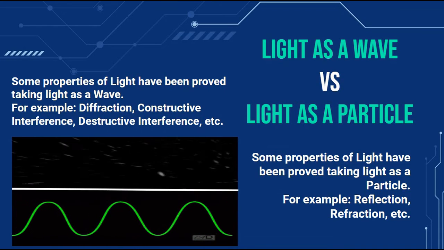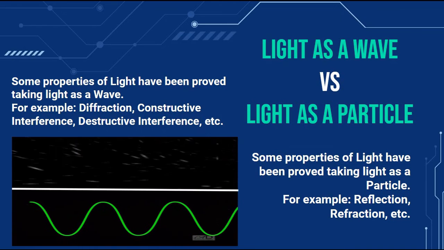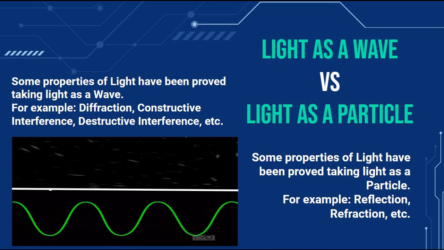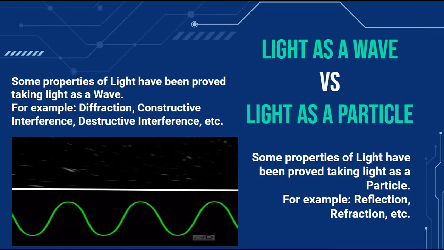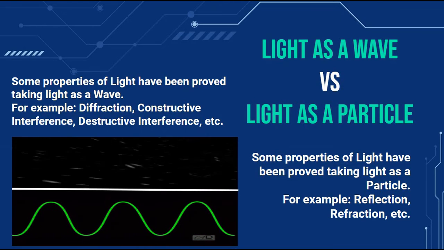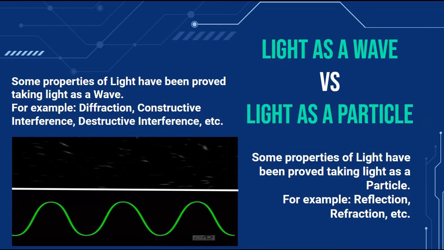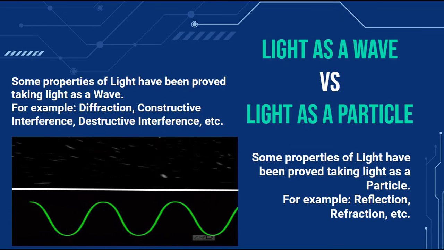Some properties of light have been proved by taking light as a wave. For example, we have just seen diffraction, constructive interference and destructive interference. There are many such things that are proved by considering light as a wave. But we have also known some basic properties of light that have been proved by taking light as a particle. For example, reflection and refraction. There are many other properties which are also proved by taking light as a particle.